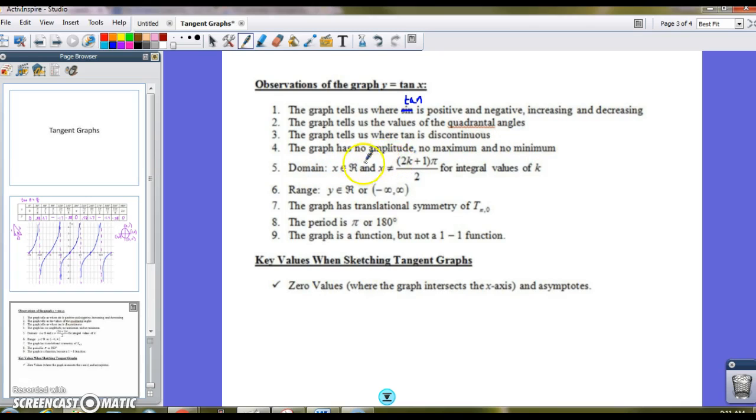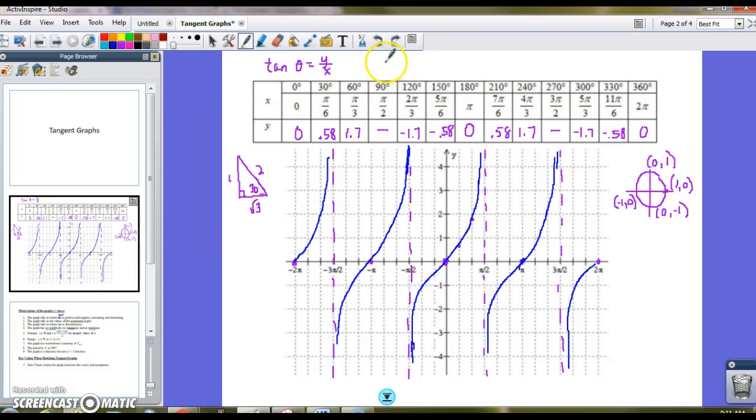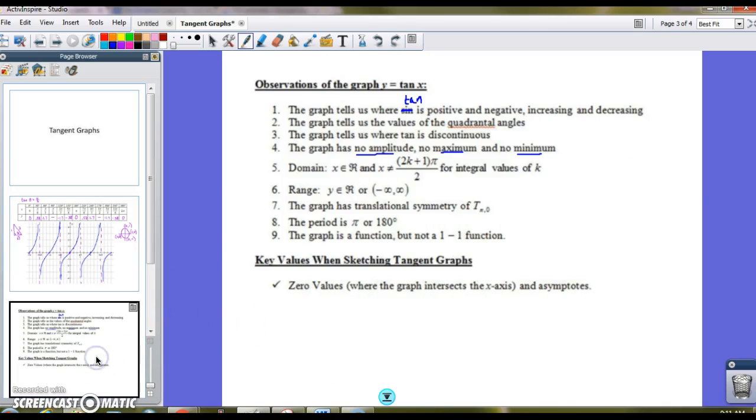Here's a big one. It has no amplitude, no maximum, no minimum. If you look at the graph, it goes on and on forever in the positive y direction as well as the negative y direction. So it has no amplitude, no max, and no min.